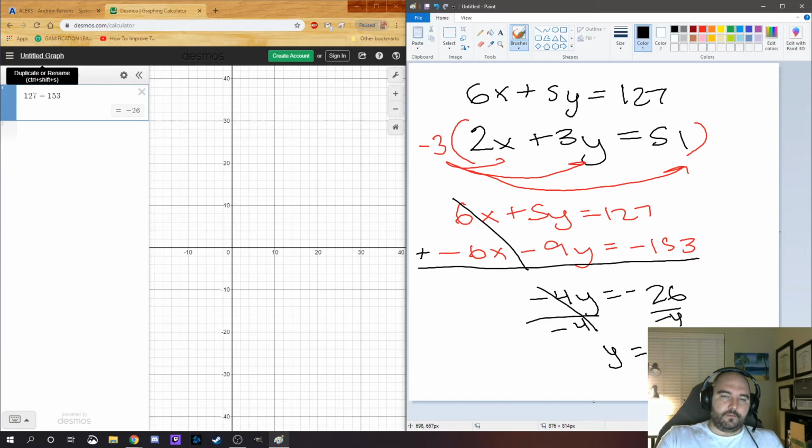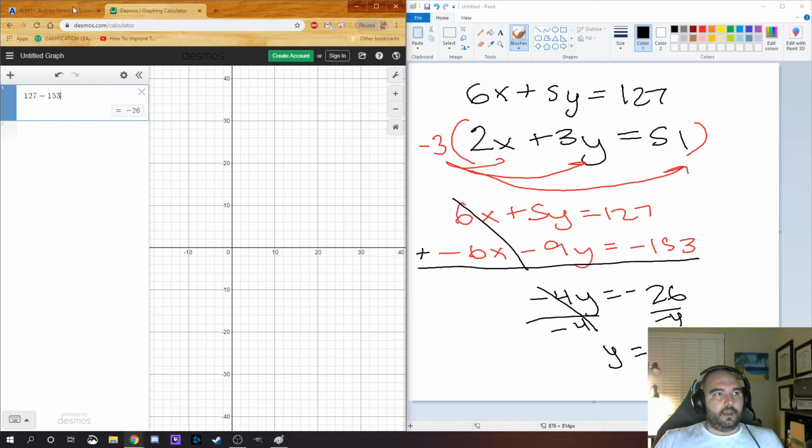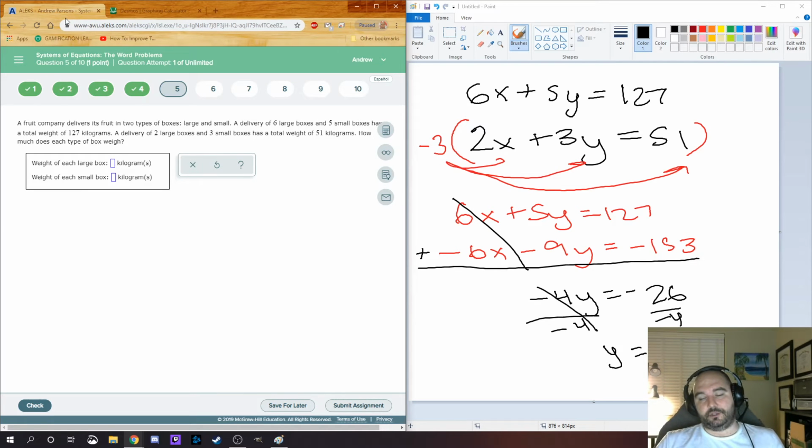6.5. Weird. Now, you have to make sure you put these in the right box. It would be a shame for you to miss it because you put it the wrong way. It says the weight of each large box, the weight of each small box. Well, what did I just find? I found y, and y was related to 5 and 3, which were the small boxes up in the earlier words of the problem. So I have just found the weight of a small box.